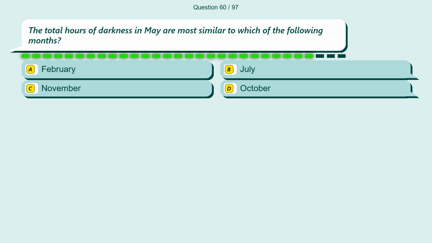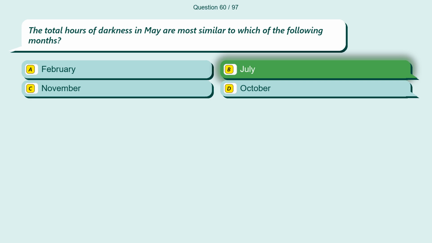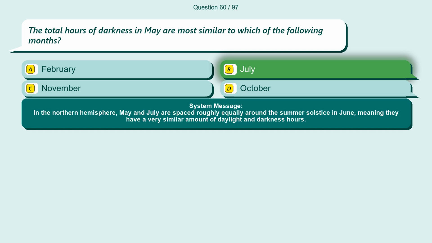Question 60. The total hours of darkness in May are most similar to which of the following months? Option A, February. Option B, July. Option C, November. Option D, October. The correct answer is option B, July. In the Northern Hemisphere, May and July are spaced roughly equally around the summer solstice in June, meaning they have a very similar amount of daylight and darkness hours.